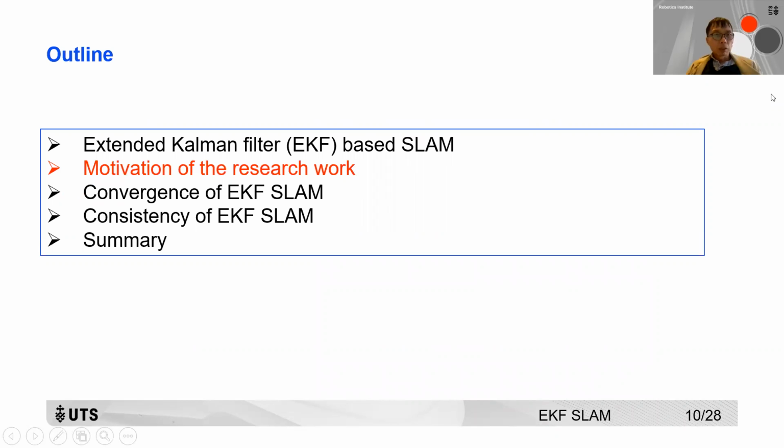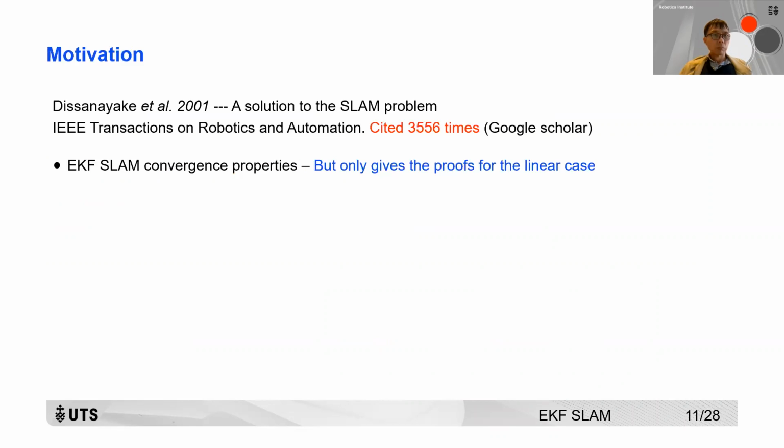Now I would like to talk about the motivation of this research. You all know Dissanayake has published an important SLAM paper. It's called A Solution to the SLAM Problem in 2001. And it's the most cited paper, at least in the SLAM area. And it gives some practical implementation of the EKF SLAM algorithm and also proves some convergence properties.